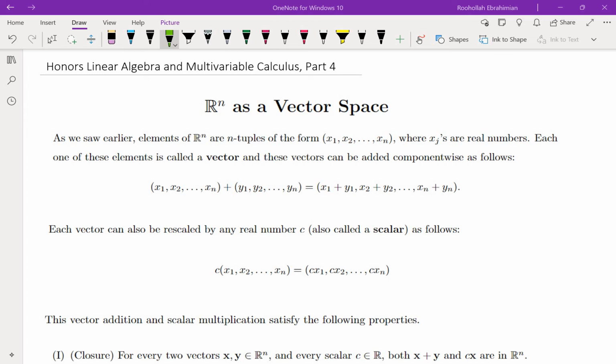So we add two vectors, (x1, ..., xn) and (y1, ..., yn), by just adding them component-wise. In other words, we add the first components, we add the second components, and so on. Each of these vectors can also be rescaled by a real number. So we can take a vector and multiply it by a scalar, and the way we do that is we multiply each of the components by that scalar. So there are interpretations of these two operations, vector addition and scalar multiplication.